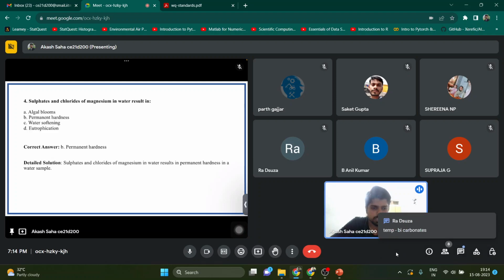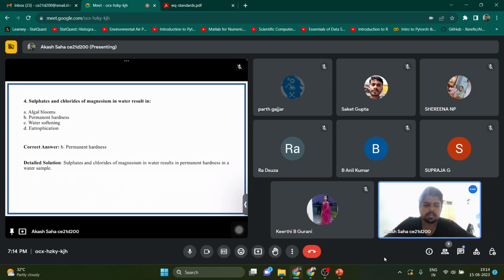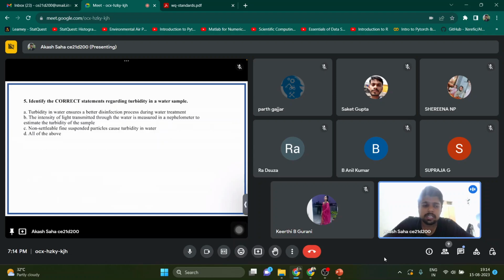Yes, temporary hardness is caused by the presence of bicarbonates or carbonates. So by the presence of these, we can find out it's a temporary hardness. And temporary hardness can also be removed just by boiling. So with the help of boiling, we can remove the temporary hardness of the water. Okay, so we'll move on to the next question.